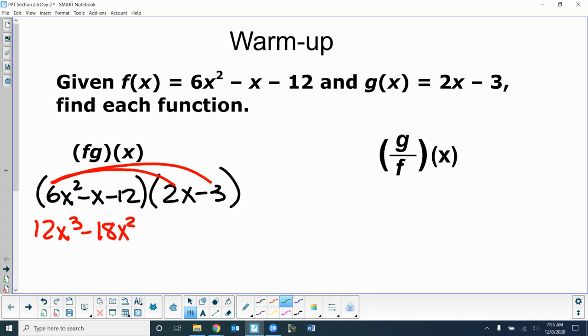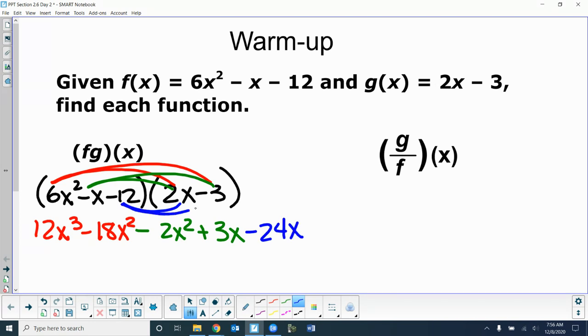And then you're going to take negative x times 2x, which is negative 2x squared, and negative x times negative 3, which is positive 3x. Why did I write 12? I said it was 2, didn't I? And then I'm going to take negative 12 times 2x, which is negative 24x, and negative 12 times negative 3, which is positive 36.